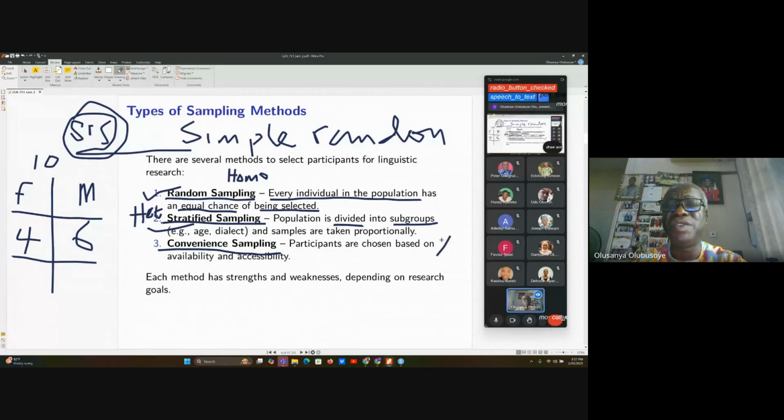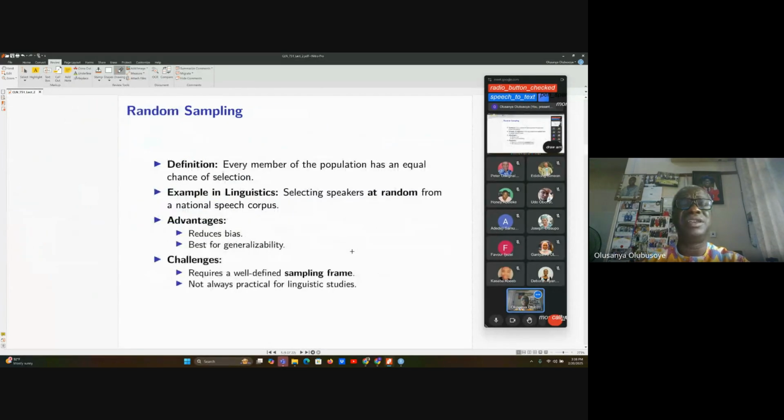But when you use this, you cannot generalize. So it's a non-probability sampling technique. It doesn't ensure equal chance. But let's again look at each of them very briefly.